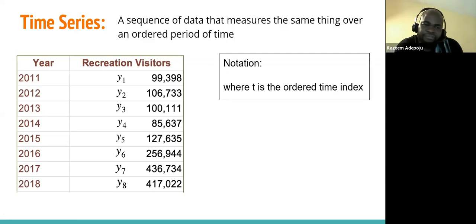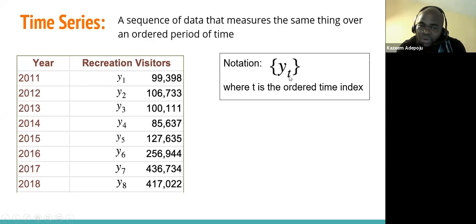Like I said, for the time component, we're going to use t. A lowercase t is a symbolic representation of the time index. As far as this course is concerned, you're going to see us using t as the index. And we're going to be using Y_t as that particular data point collected over time.